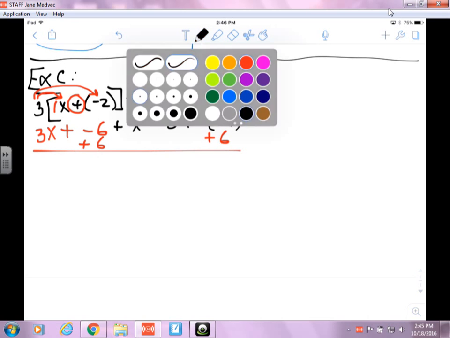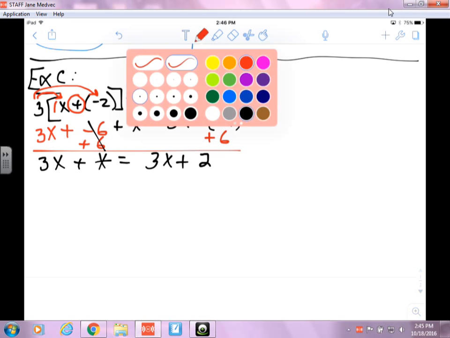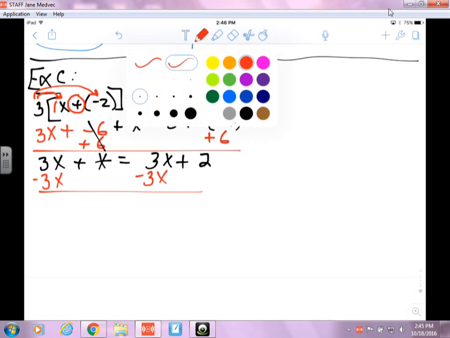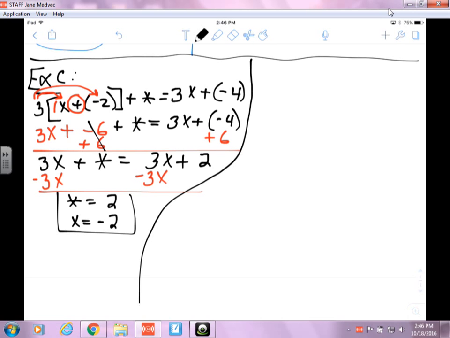to each side. 3x, those cancel, a star equals 3x plus, now what's negative 4 plus 6? It's positive 2 because the 2 is bigger than the negative number. Okay? Now what do you guys want to do? Yes, I'm going to subtract my 3x from each side. I end up with star equaling 2 and x equaling negative 2. Don't go too fast. I have some kids who are speed demons, and then we've got problems because we're losing signs all over the place. We don't want to do that. Okay, I've got my check, and again, I'm going to use my original problem.